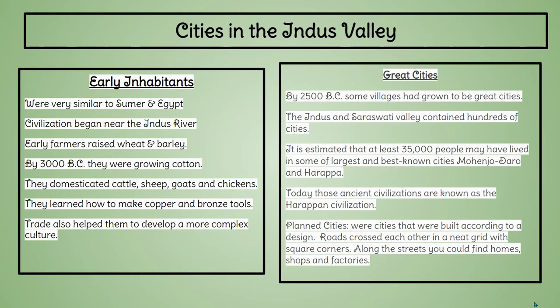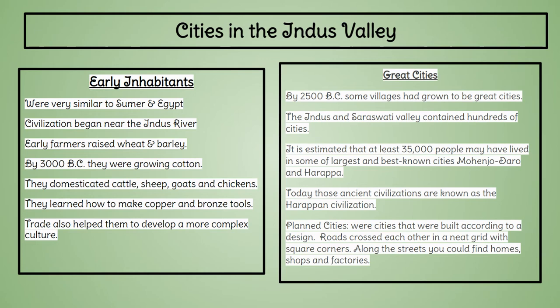So, looking at great cities, by 2500 BC, villages in India had grown into great cities. The Indus and Saraswati valleys contained hundreds of cities, and it is estimated that at least 35,000 people may have lived in some of the largest and best known cities. Two of the biggest cities during that time were Mohenjo-daro and Harappa. Today, those ancient civilizations are actually known as the Harappan civilizations.